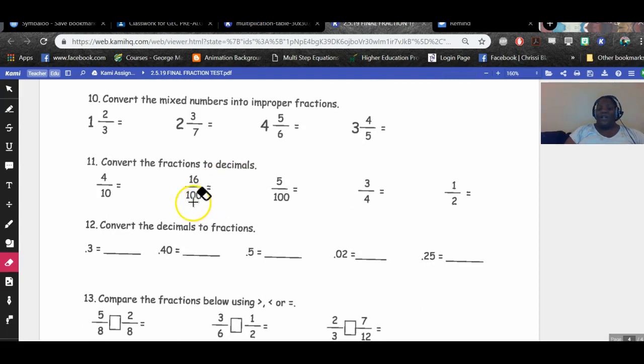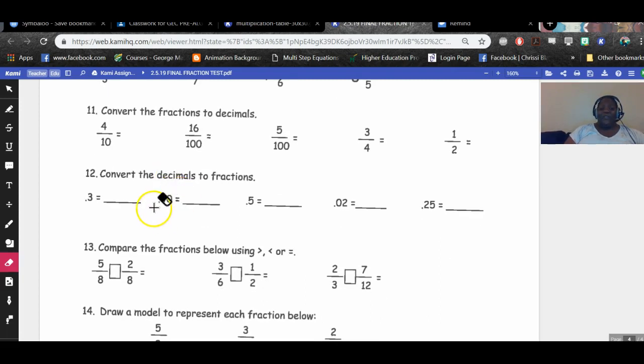Convert the fractions to decimals. Do not worry about these. We're going to get there next time. Convert the decimals to fractions. Do not worry about these. We're going to do that next time.